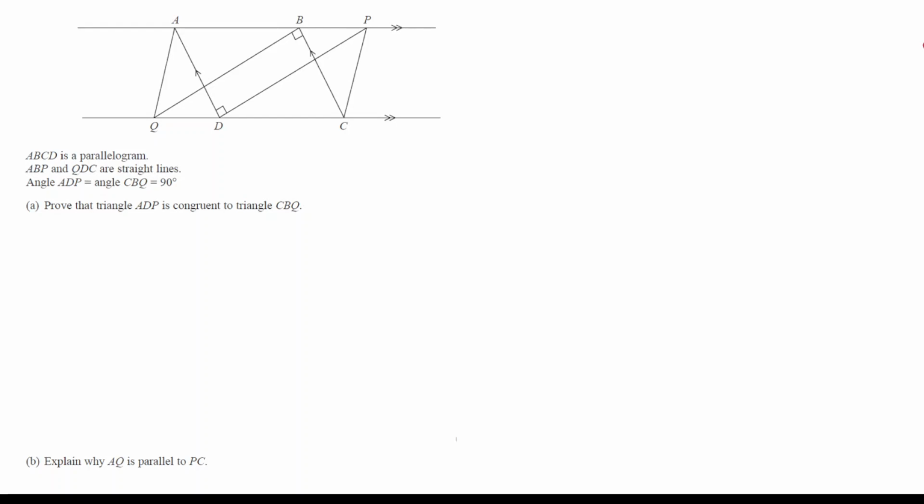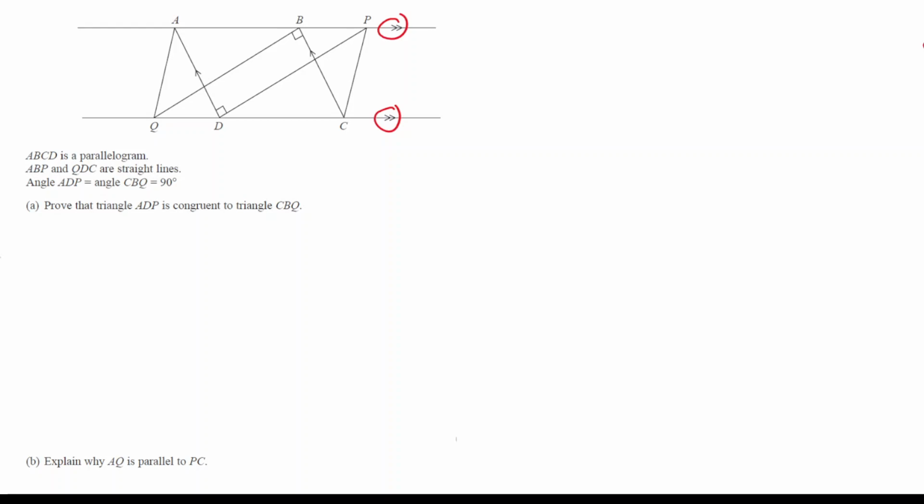We've got a parallelogram. ABCD is a parallelogram as shown in the diagram. ABP and QDC are straight lines. We could also see that they are parallel because we have the notation there, so those two line segments are parallel, and angle ADP is equal to angle CBQ, and they're both 90 degrees, and we can see those marked on the diagram. Part A, prove that triangle ADP is congruent to triangle CBQ.